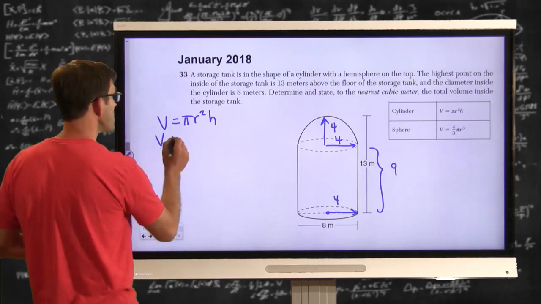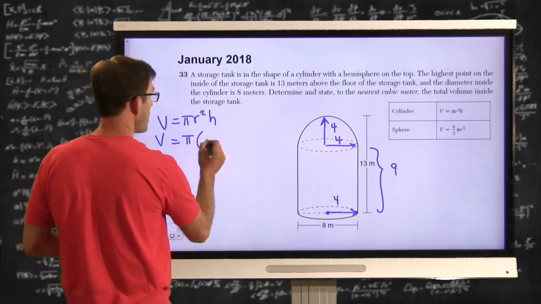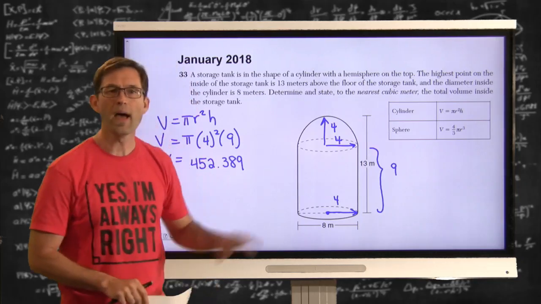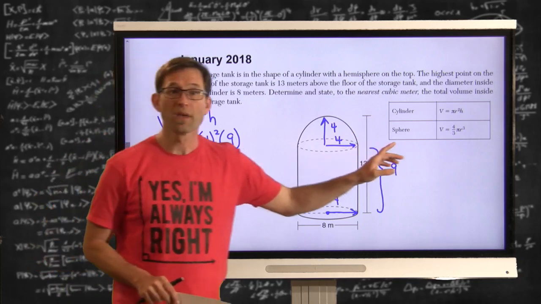So the volume of the cylinder is going to be pi times 4 squared times 9. And this time I would actually work it out. It's ugly because of the pi and whatnot, but the volume of the cylinder ends up being 452.389.